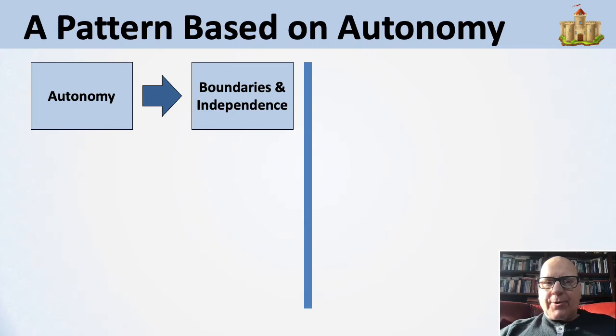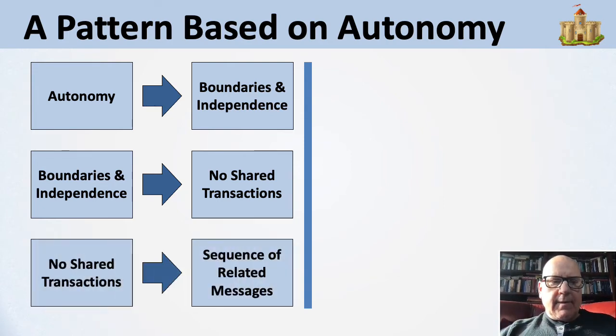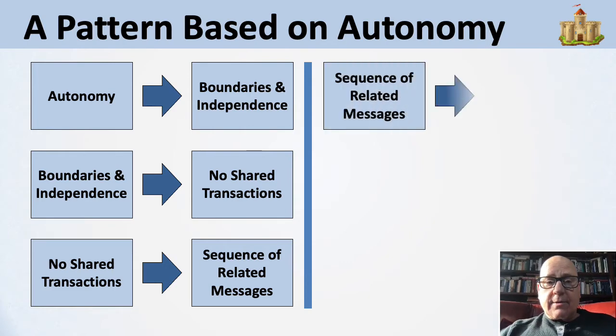Now, this is a pattern based on autonomy. Autonomy means boundaries and independence. Boundaries and independence mean no shared transactions. There is no way I'm going to lock up my database waiting for what you decide if you're an outsider. So I'm not going to take record locks. I'm not going to do transactions with you, but I will do messages and try to get work done to do business. No shared transactions mean a sequence of related messages.